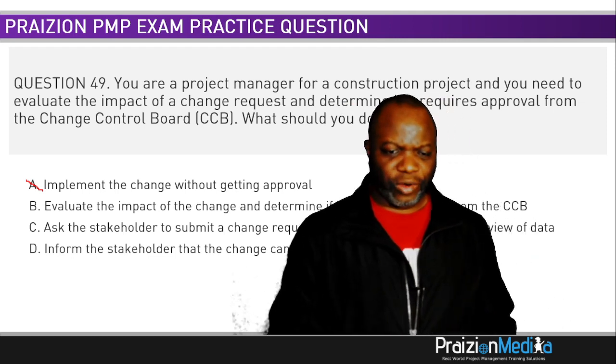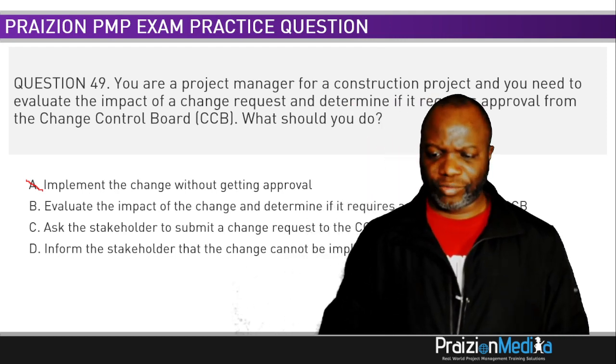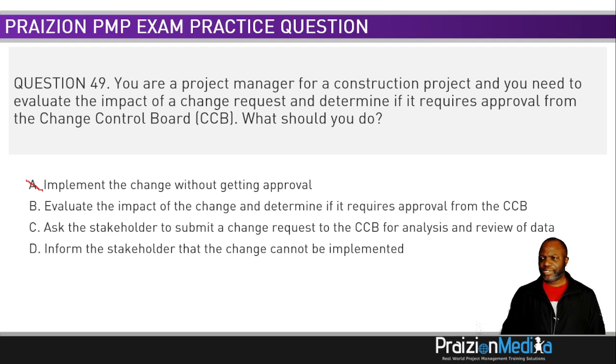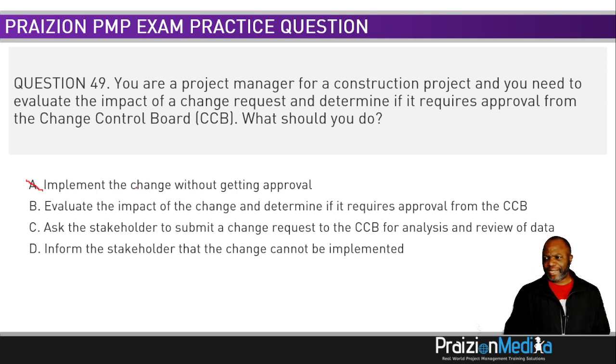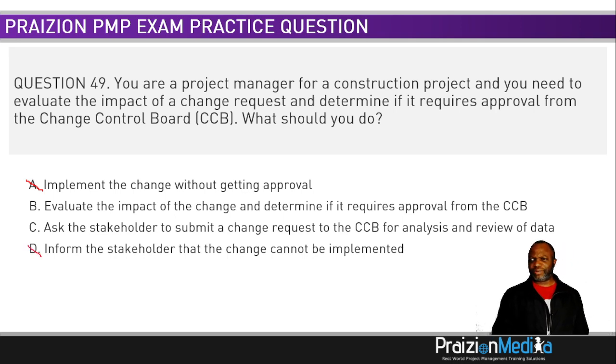So if we go back to the question and read it a little bit better, we can see here, A, implement the change without getting approval is not a straightforward, oh, do that all the time. No. And you wouldn't just implement the change without making consideration. So that's not the best answer. Let's take a look at option D. Inform the stakeholder that the change cannot be implemented. Why would you just do that without any consideration?